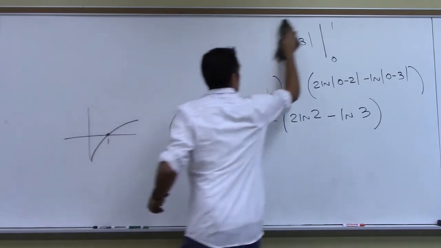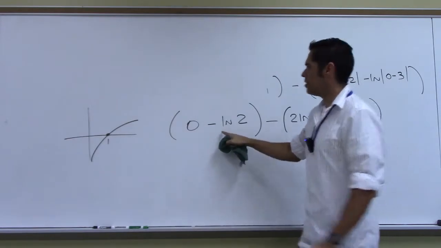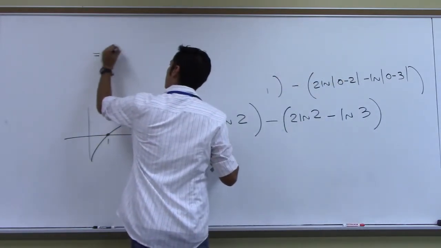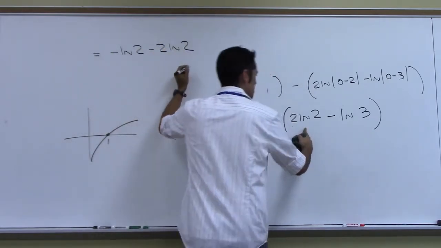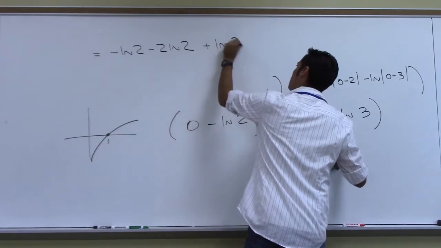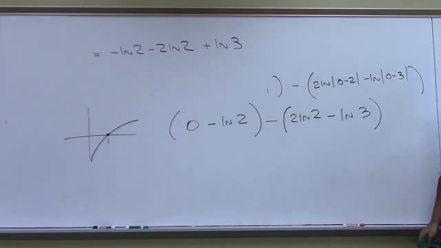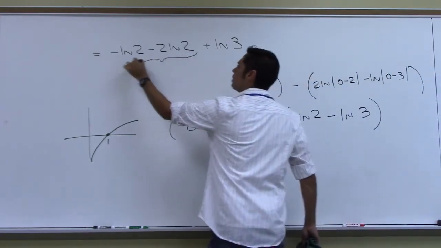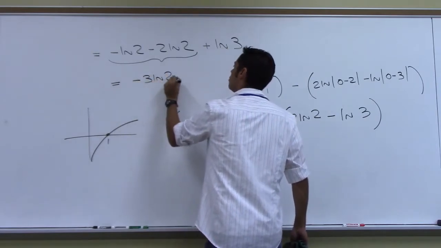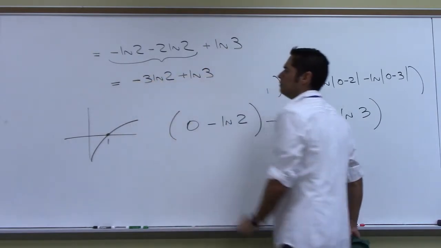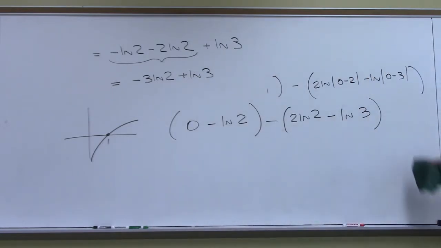Let's clean this answer up. This is negative natural log 2, and then distribute through, minus 2 natural log 2, and then plus natural log 3. Can I do any more cleaning up here? These two can come together to give me how many of them? Negative 3 natural logs of 2 plus natural log of 3. Can I do anything else?